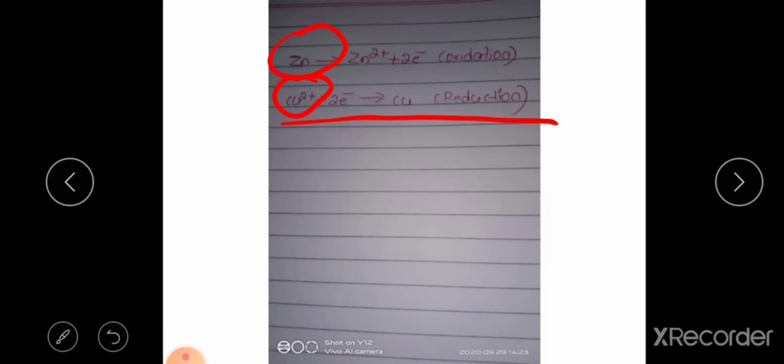What is a redox reaction? Oxidation and reduction taking place simultaneously. Such a reaction is known as a redox reaction. Now we can write the redox equation. So how to write the redox equation? By combining the oxidation equation and the reduction equation, we can write the redox equation.